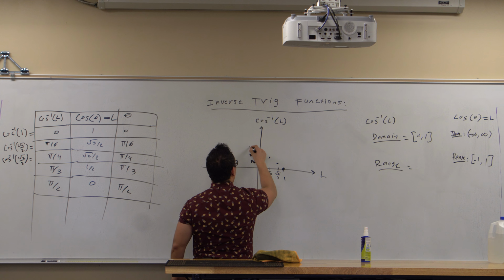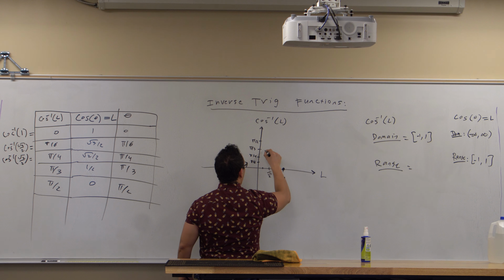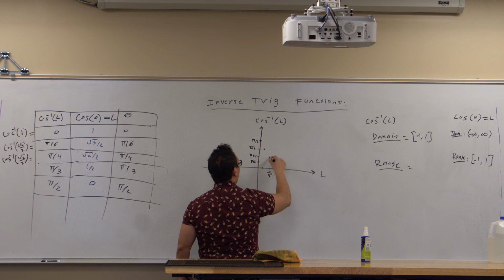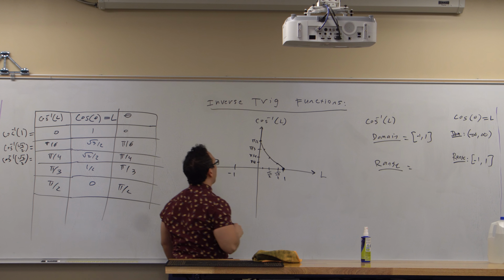And at pi over 3, and pi over 2, we got this here. And so over here, it'll be at the value 1/2. We'll put a dot. And at pi over 2, it touches 0. So far, it looks like a curvy line that goes like that.